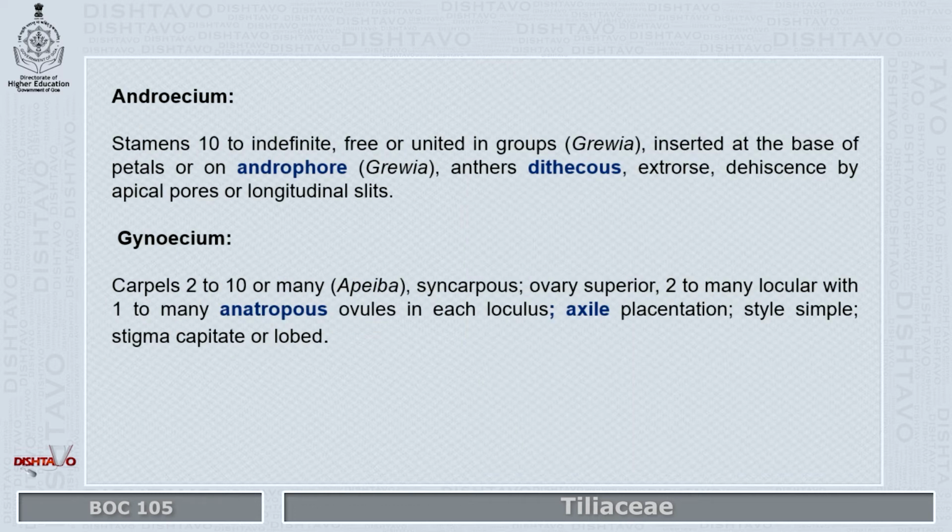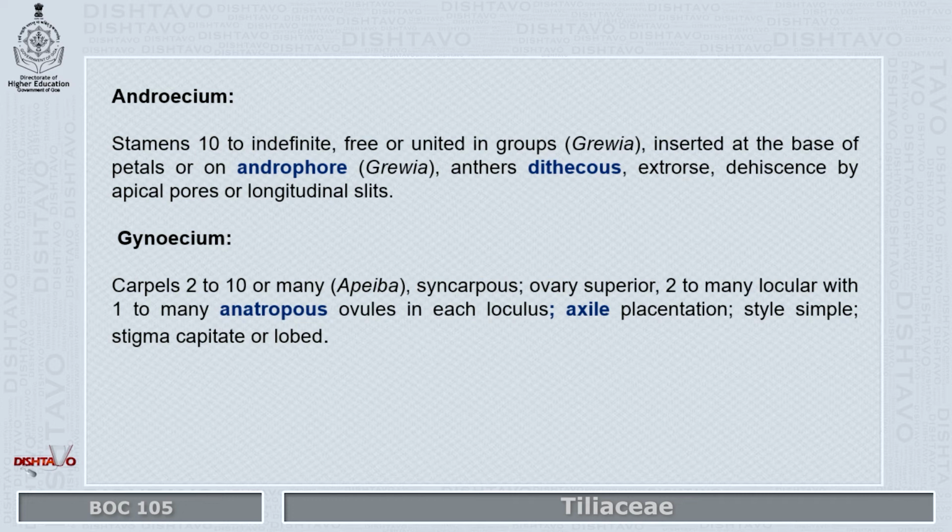Moving towards the androecium. In the androecium, there are 10 to indefinite stamens, free or united in a group. It is united in Grewia species, inserted at the base of the petals or an androphore. Androphore is a stalk or column which is supporting the stamens in the flower, and it is seen in the Grewia species.